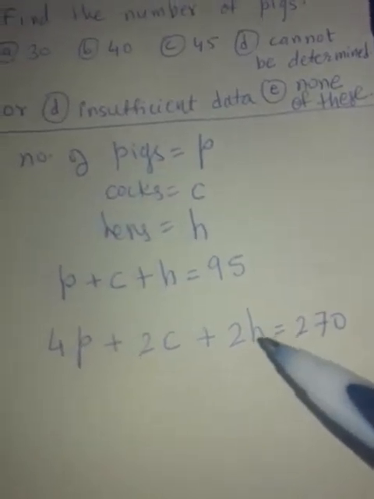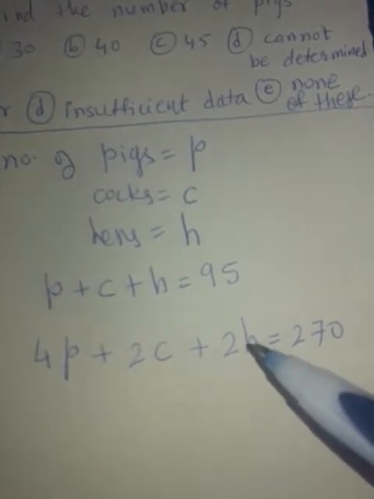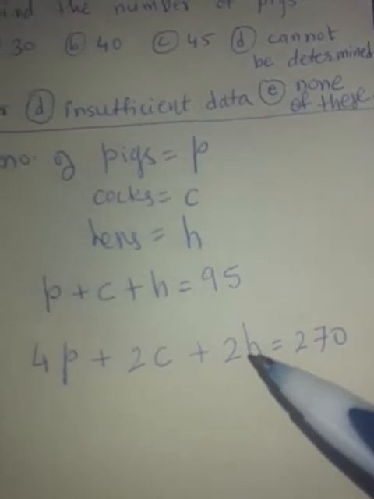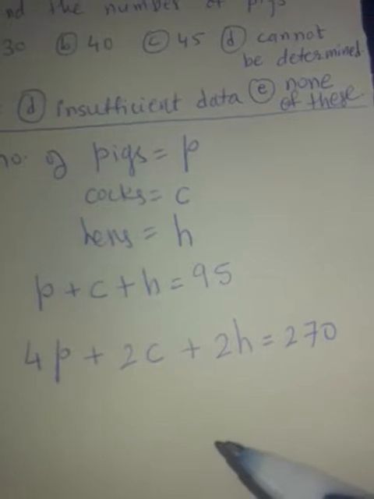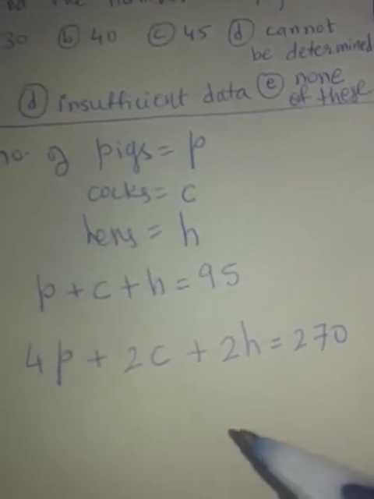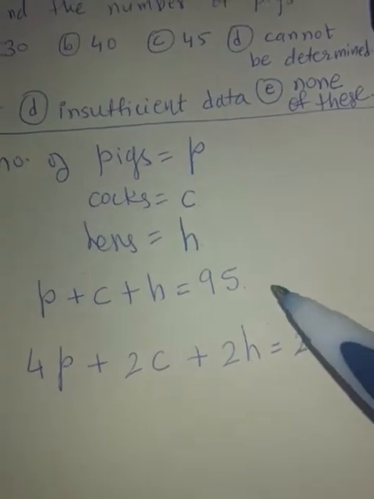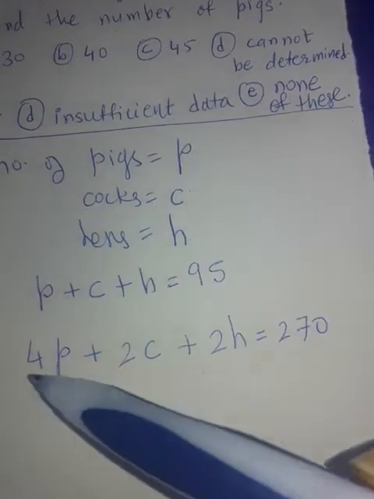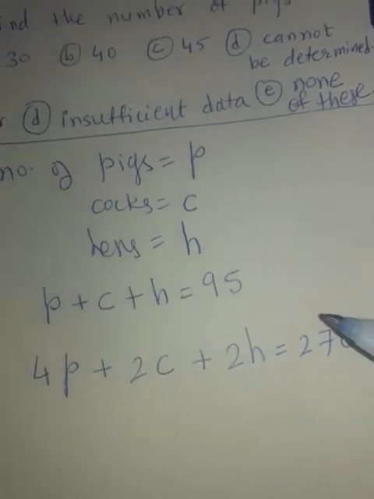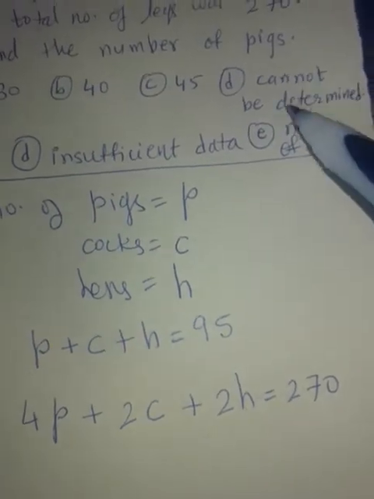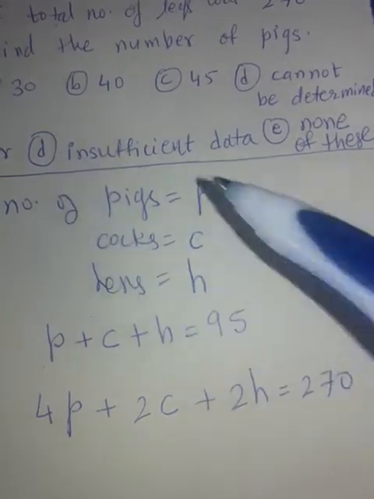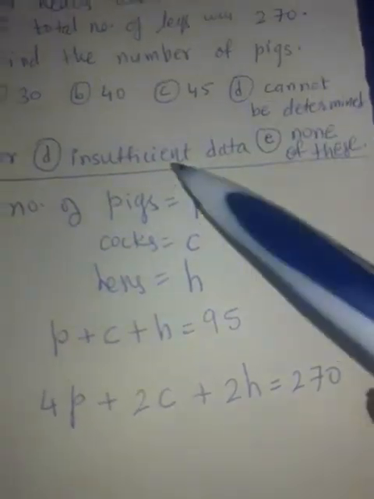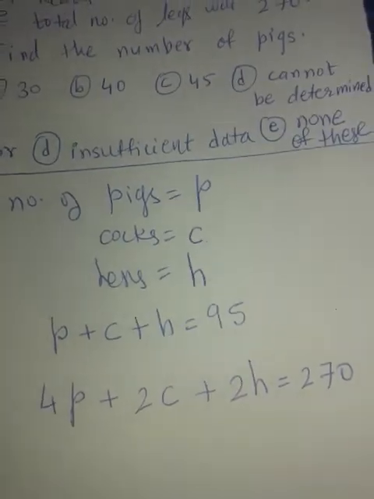In maths there is a rule that when there is one unknown, one equation is sufficient. But when there are two unknowns, there have to be two equations. If there are three unknowns, there have to be 3 equations. That is rule of mathematics. So here also there are 3 unknowns, but we only have 2 equations. So we may think that this data is insufficient or it cannot be determined. We will be tempted to mark this cannot be determined or insufficient data.